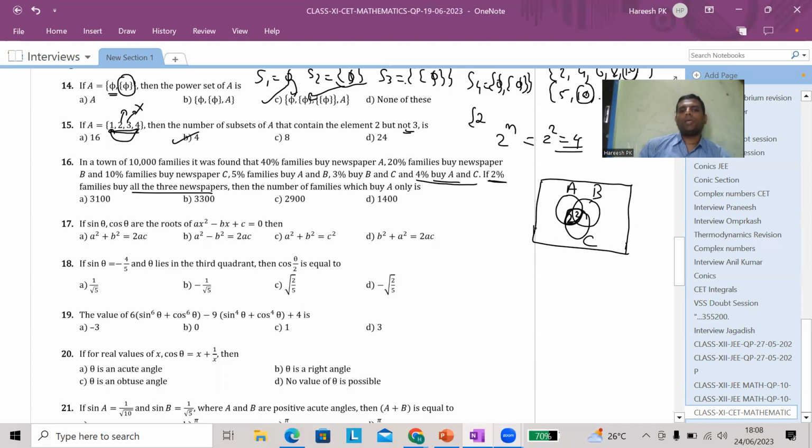And now B and C, 3%. Because there's 2% here, here there will only be 1%. And how many read A and B? A and B is 5%. So here already 2% is there. So here is 3%.